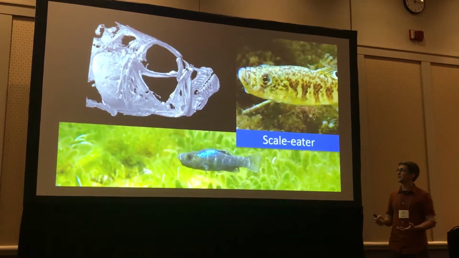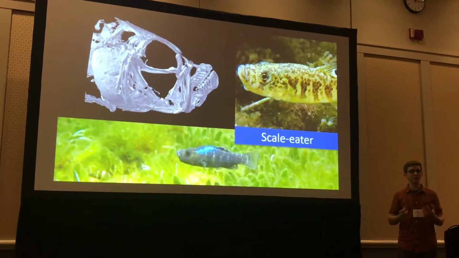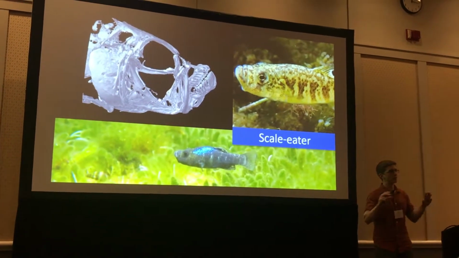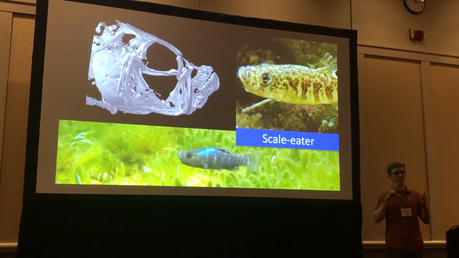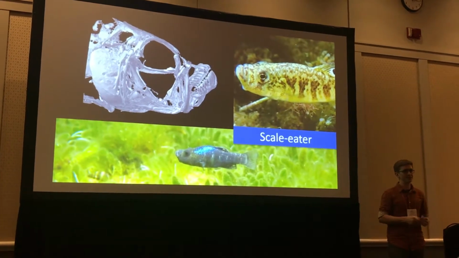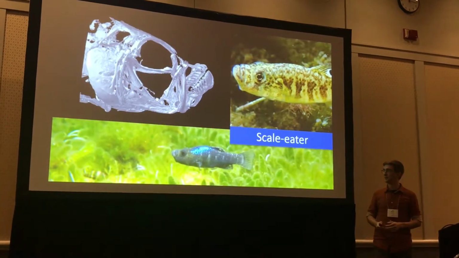And then the other specialist, Cyprinodon desquamator, has evolved these really long jaws, as well as this more elongated body that allow it to bite scales off of the sides of other fishes. So I'll call this the scale eater.